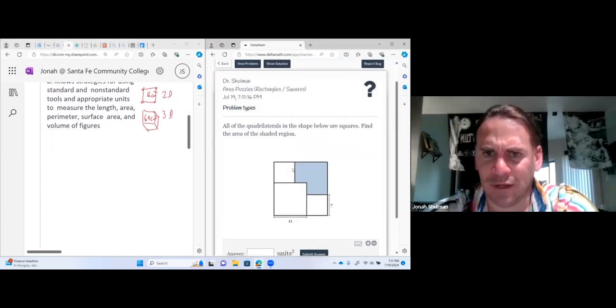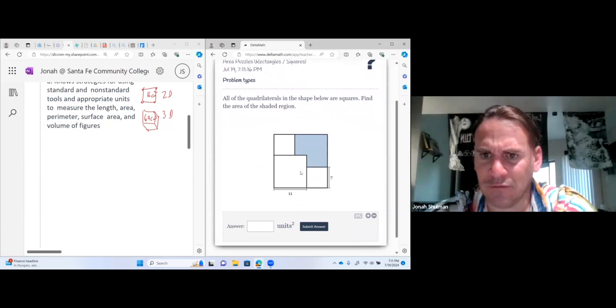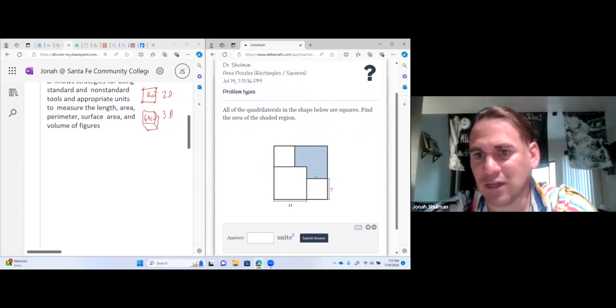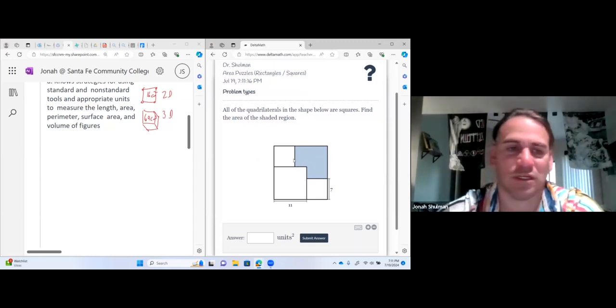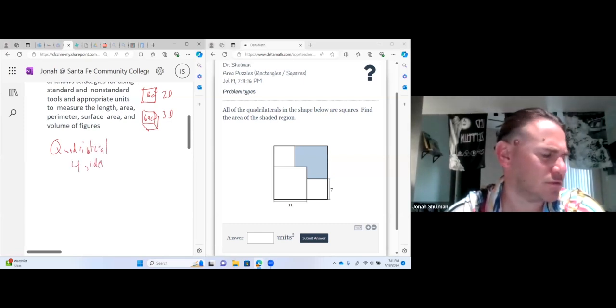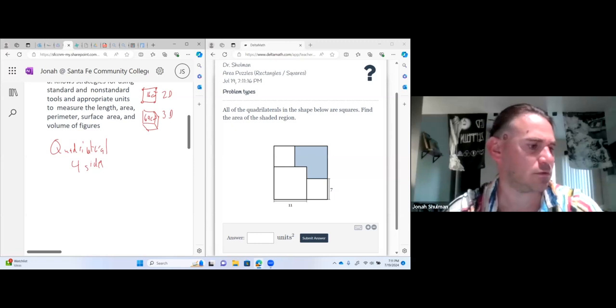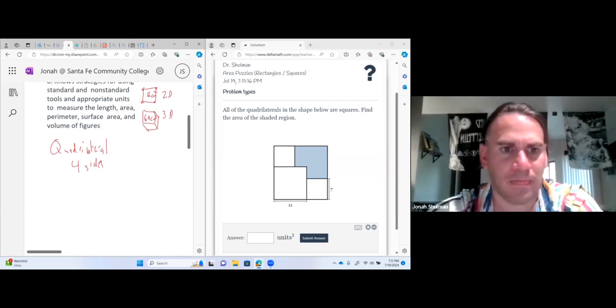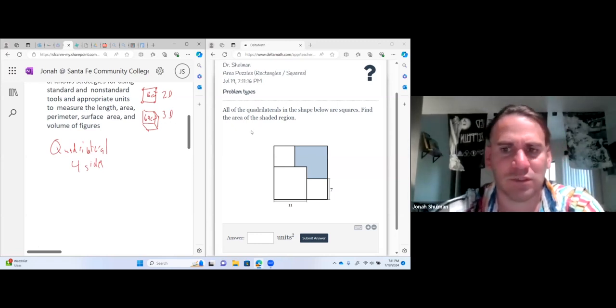So here's an area problem. All of the quadrilaterals in the shape below are squares. Find the area of the shaded region. So basically it's kind of covering up this piece, right? So here we're going to start with this one. And a quadrilateral just means it has 4 sides. That's all it is. And for each of these, we can figure it out.